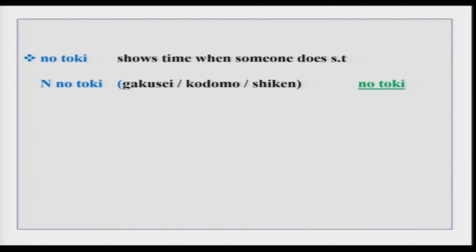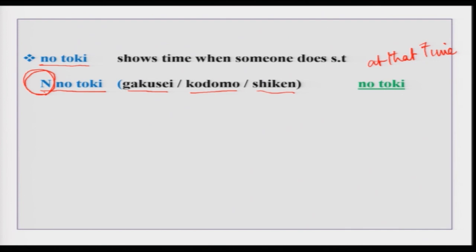Then we have no toki. Now, what does no toki mean? There was a sentence in our kaiwa. As you can see over here, no toki will follow a noun, meaning at that time. So, gakusei no toki, when I was a student. Kodomo no toki, when I was a child. Shiken no toki, when I was writing the shiken. No toki, at that time. So, always noun is going to come before toki.